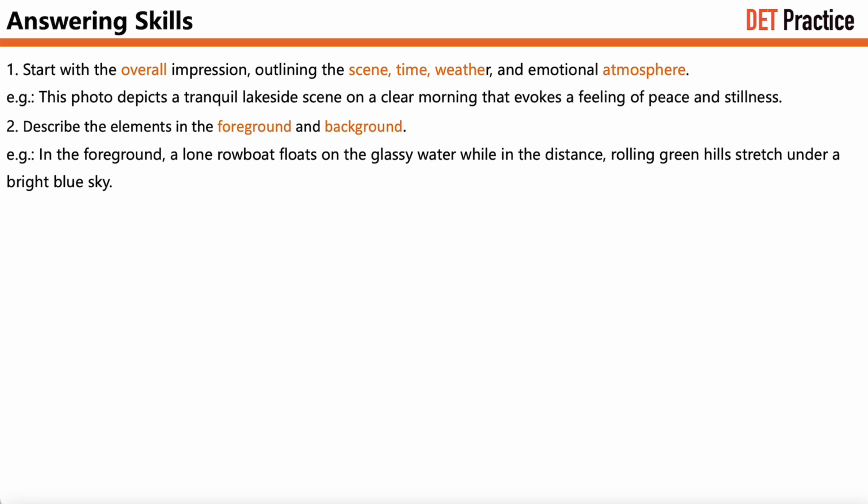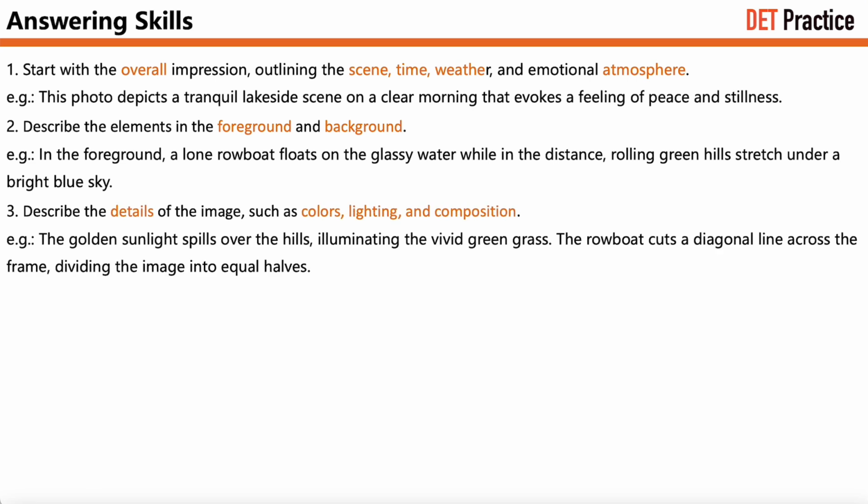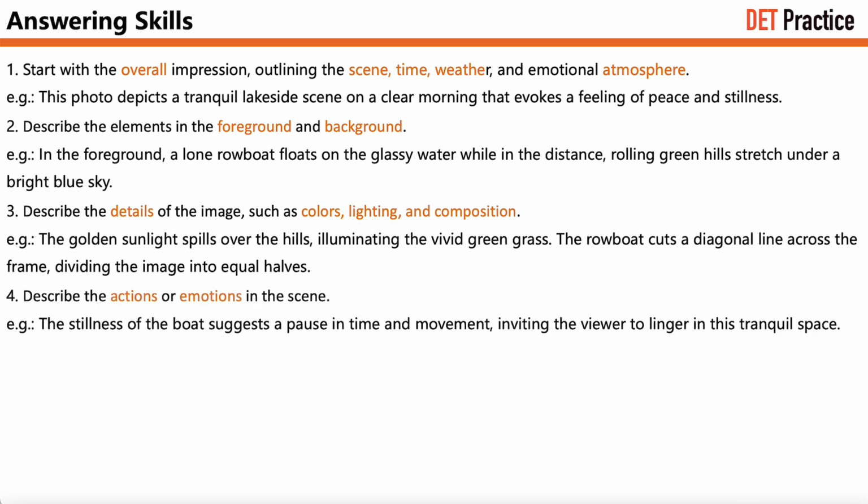In the third step, describe the details of the image, such as colors, lighting, and composition. We can say something like this. The golden sunlight spills over the hills, illuminating the vivid green grass. The rowboat cuts a diagonal line across the frame, dividing the image into equal halves. In the fourth step, we can describe the actions or emotions in the scene. For example, the stillness of the boat suggests a pause in time and movement, inviting the viewer to linger in this tranquil space.